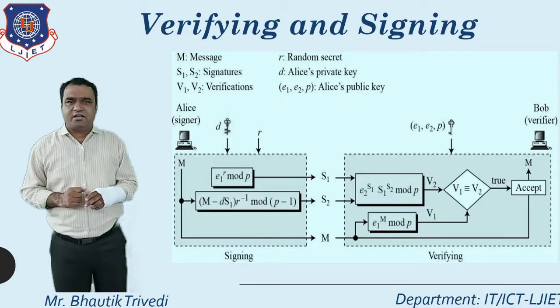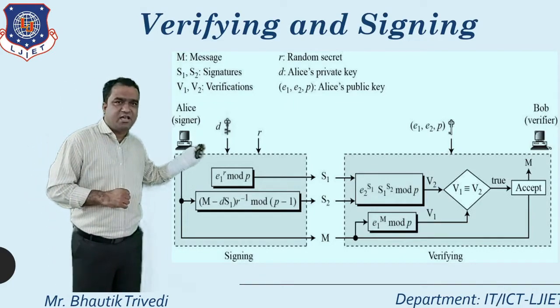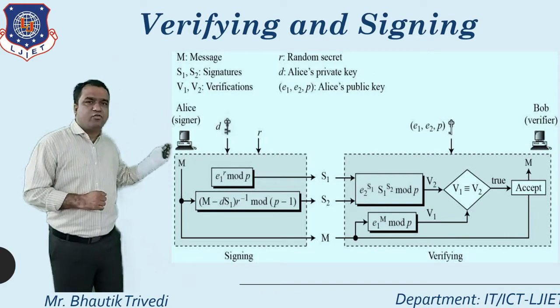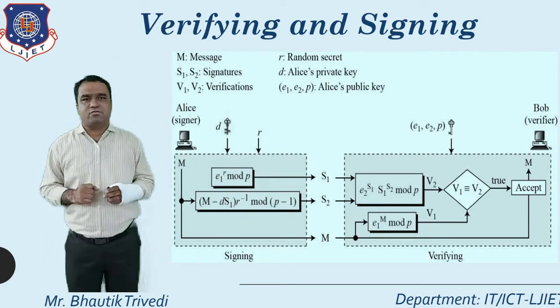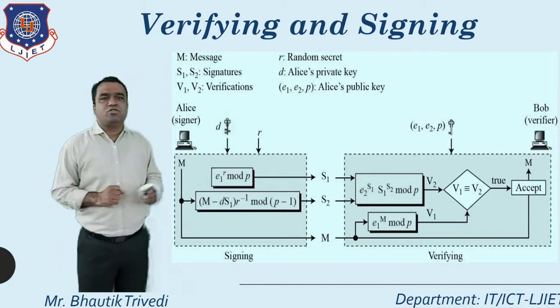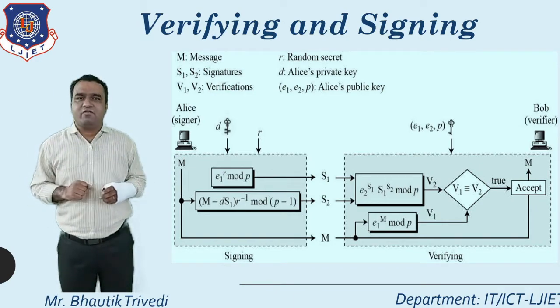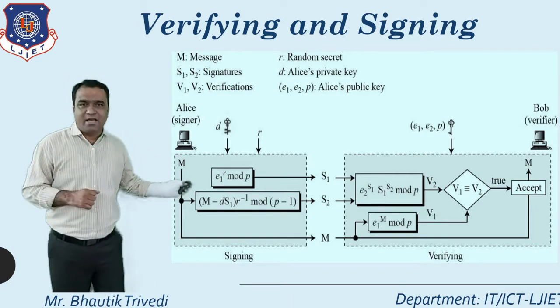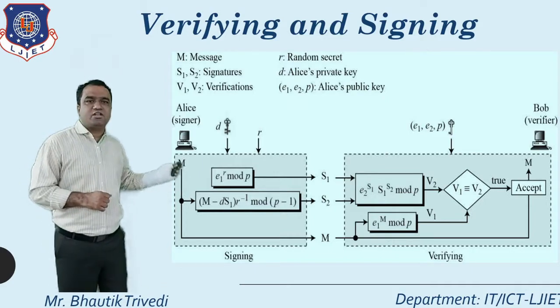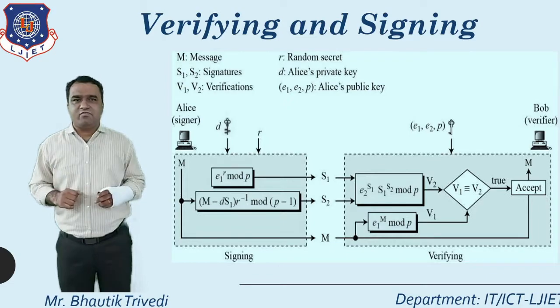How do I put the calculation in the verifying phase? You just see S1 and S2. The formula is E2 raised to S1, S1 raised to S2 mod P. Using this, you can directly generate V2. How do I generate V1? You already know the message M. So E1 raised to M mod P. Using this, you can directly generate V1.